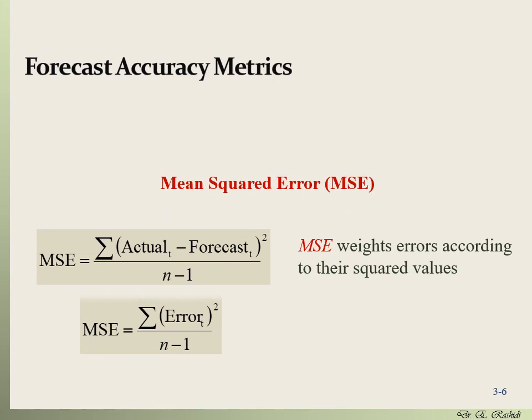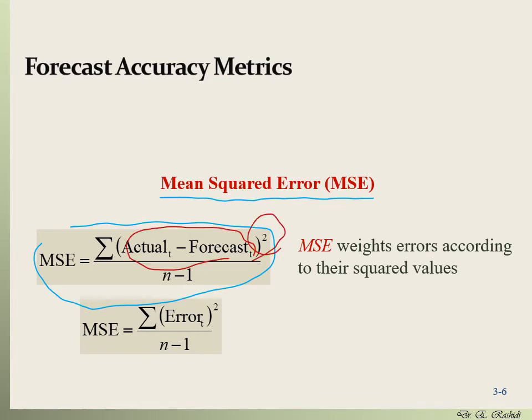There is another forecast accuracy metric. It's called mean squared error, or MSE. In this metric, instead of using the absolute error, it uses the square of the error. As you can see in the formula here, it finds the error, then squares it, and that helps us avoid the canceling effect. So this is just the square of the error.